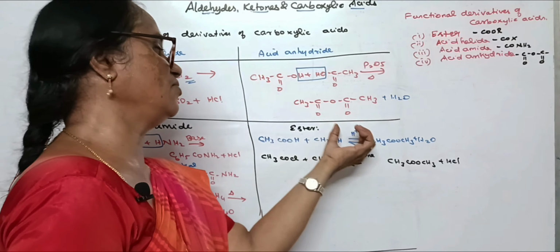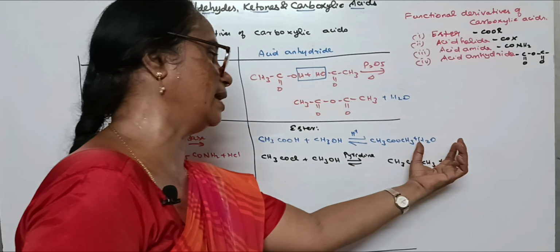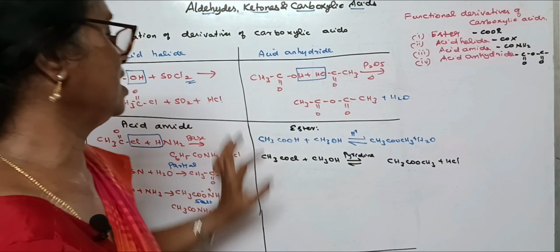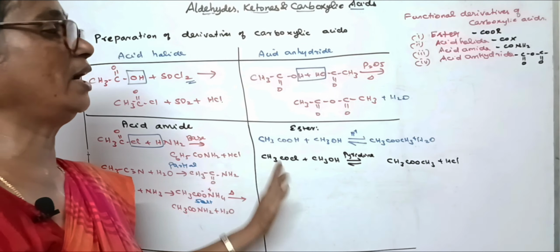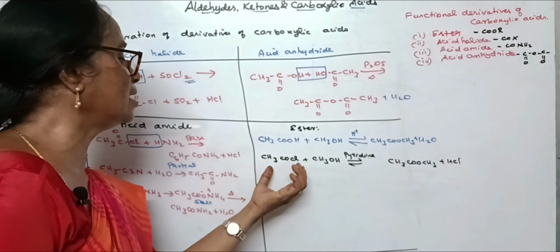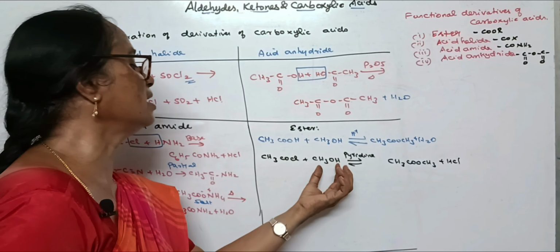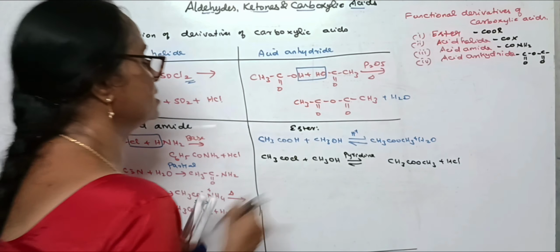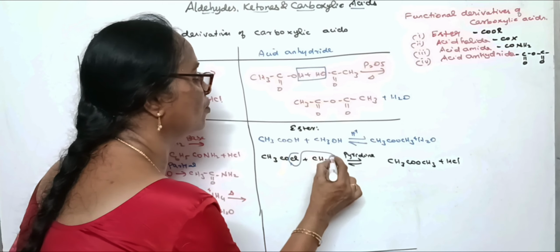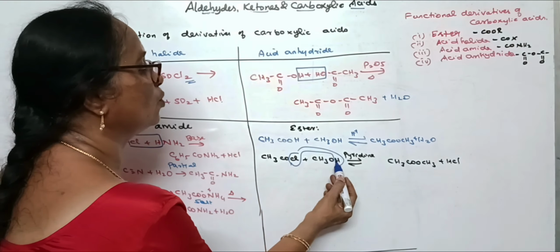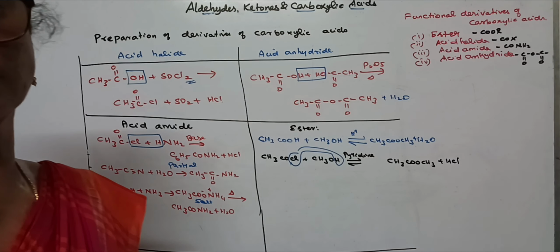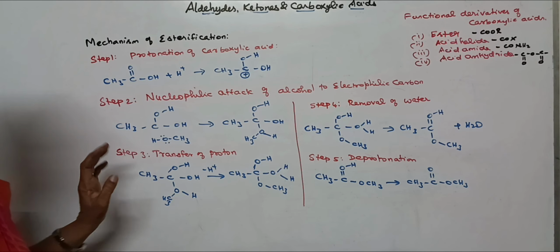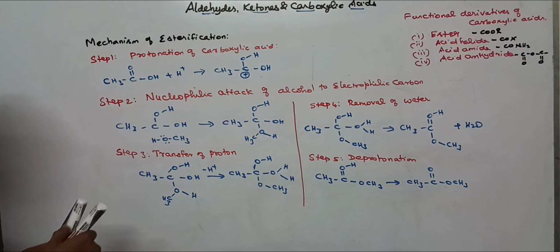And we said the sulfuric acid behaves as a dehydrating agent. Not only by esterification, we can even prepare ester from the other derivatives of carboxylic acid. For example, acetyl chloride is taken with the ethanol. This HCl can be removed, so we will get CH3COOCH3, esters will be formed. Let us discuss the mechanism of esterification reaction.